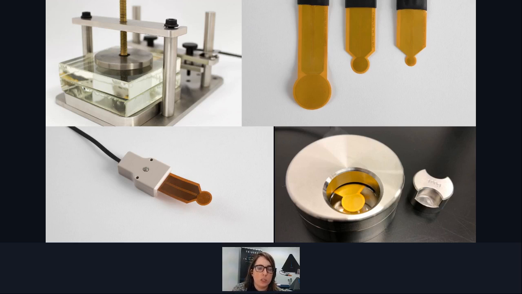There is also an option to get a sensor very similar in appearance to that one that can go up to 500 degrees Celsius at this point. And then on the lower right, you can see the TPS powders testing accessory.